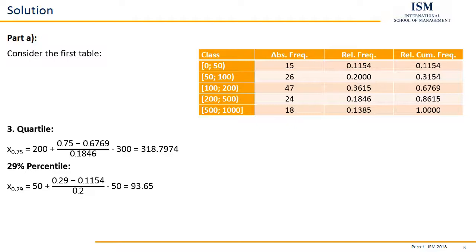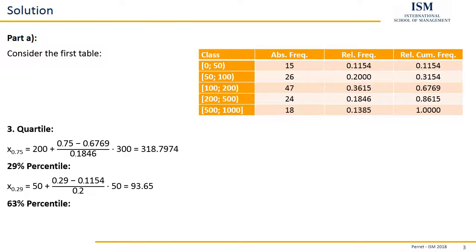So here it's the first class which is before this. This has a relative cumulated frequency of 0.1154. And all of this is divided by the relative frequency of the percentile class. So here it's 20%. We multiply this then with the length of the percentile class, which here we get by calculating 100 minus 50. So if we put all of this together, we get as a result the 29th percentile as 93.65.